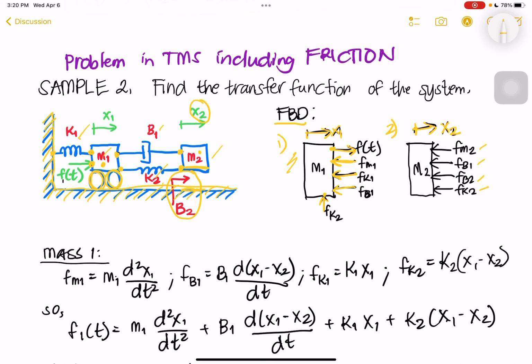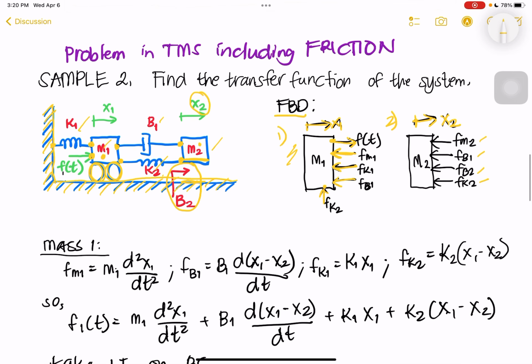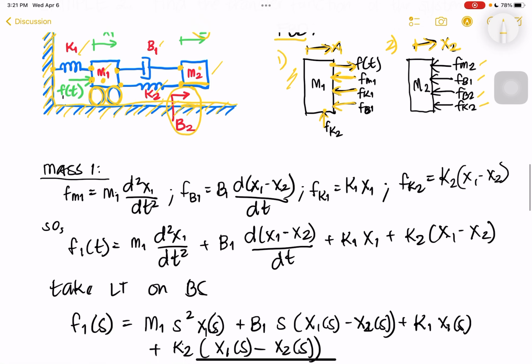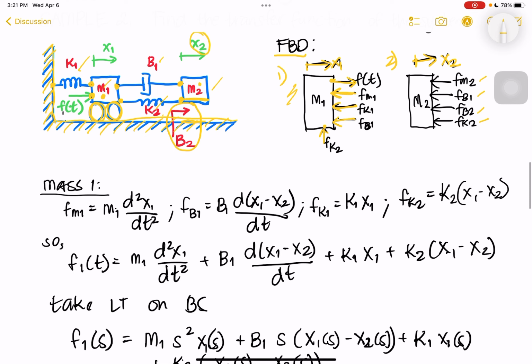We'll now move on to getting the force equations. One force equation is equivalent to one free body diagram. Therefore, we will have two force equations. So for mass 1, we will have to get the equivalent of each of these forces. So FM1 is equal to M1 d squared x1 over dt squared.